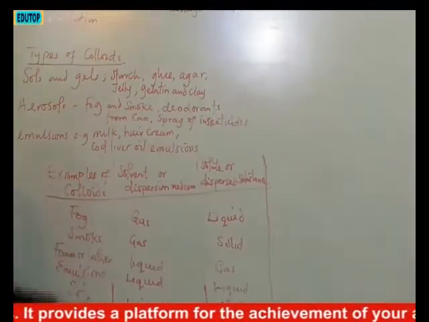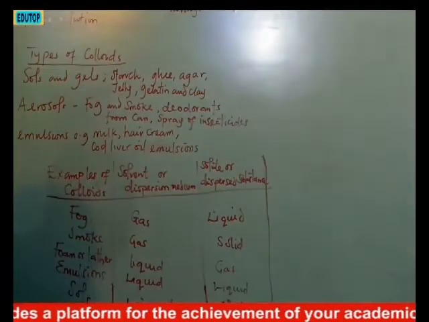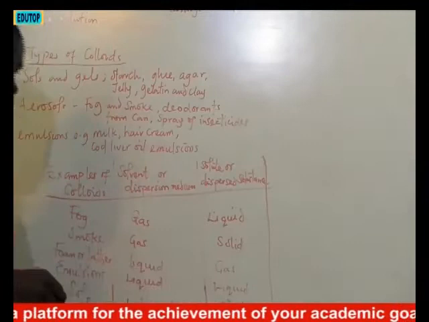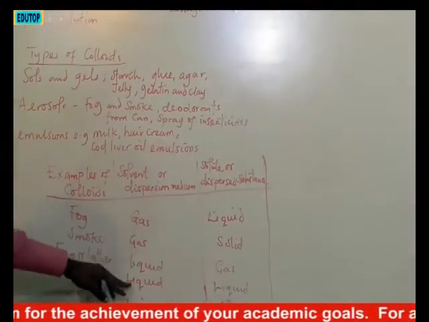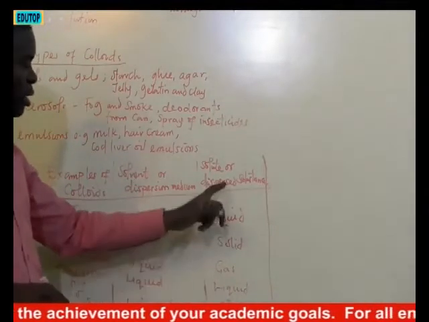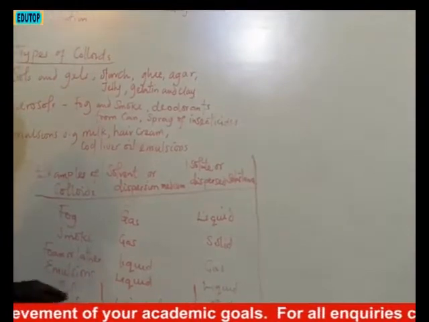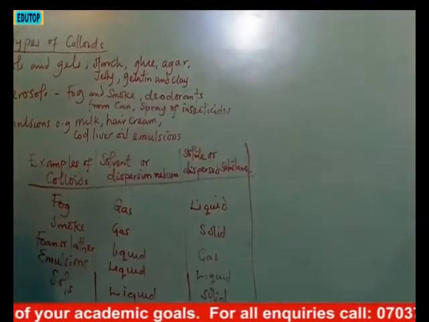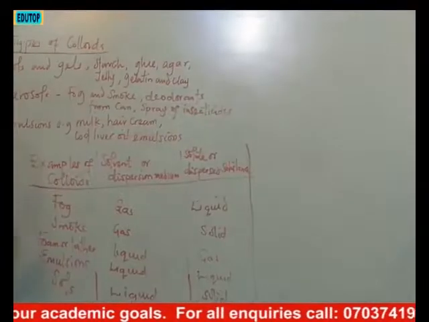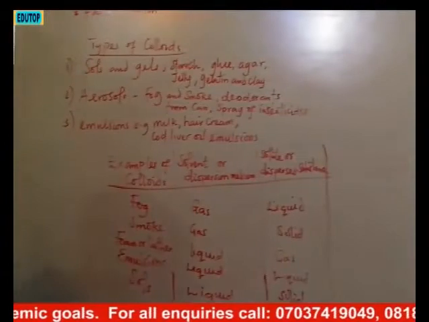Then we have foam or lather. Here the dispersion medium is liquid, and the dispersed substance is gas. Then we have emulsion. The dispersion medium is liquid, while the dispersed substance is liquid. Then we have sols. The dispersion medium is liquid and the dispersed substance is solid. So this is a summary of what I explained earlier.